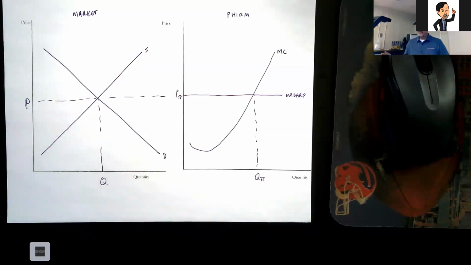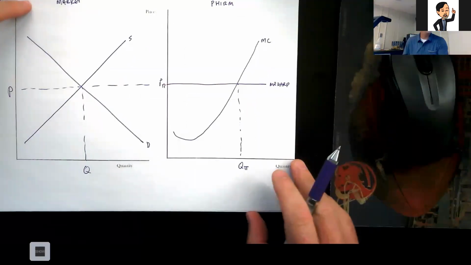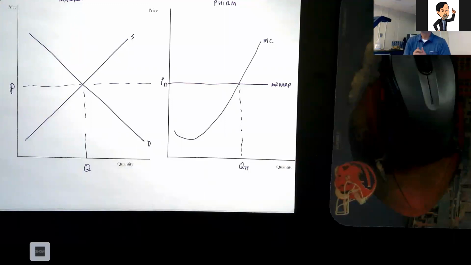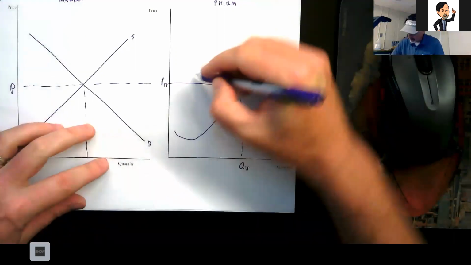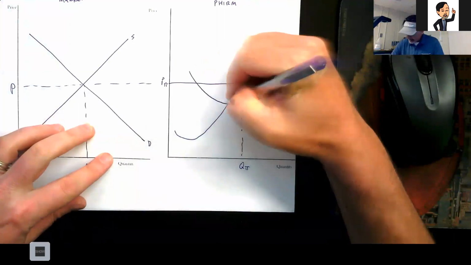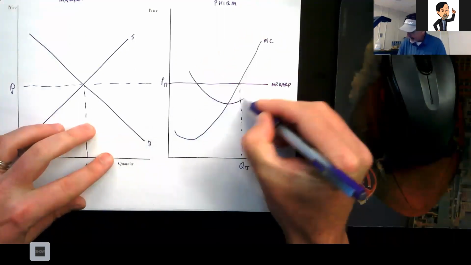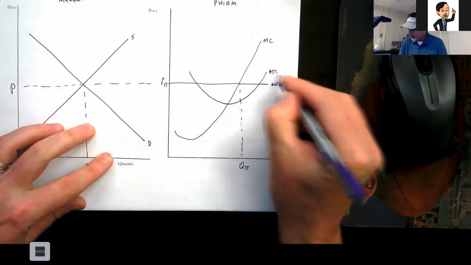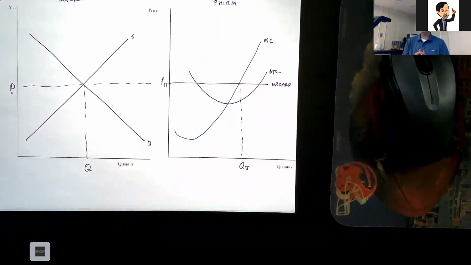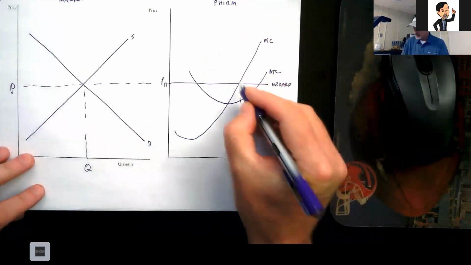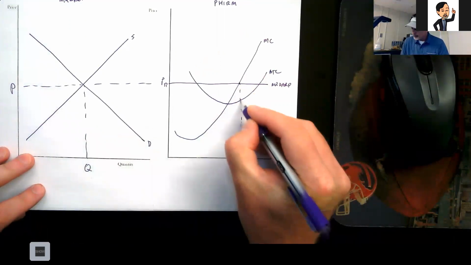Okay, ladies and gentlemen, we wanted a firm earning positive economic profits. What that means is that at the quantity where MR equals MC, our price needs to be greater than our average total cost. Okay, there we are. So there, our price is greater than our average total cost. Price here, average total cost there.